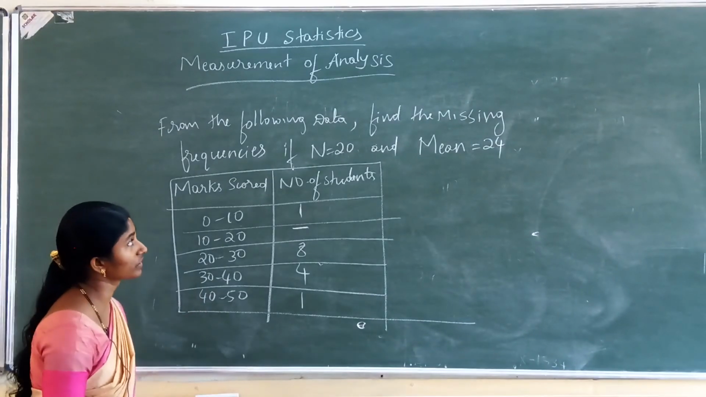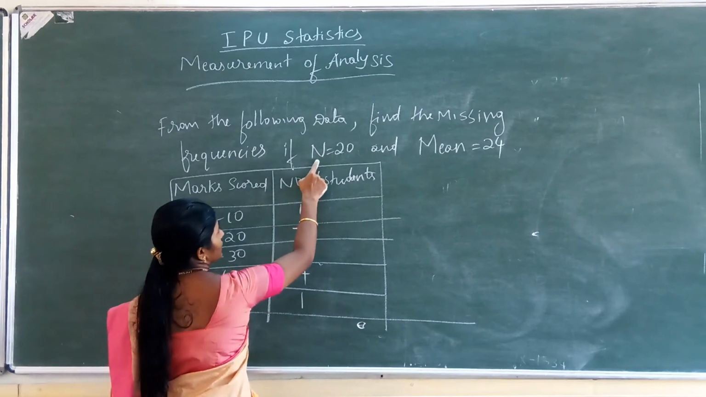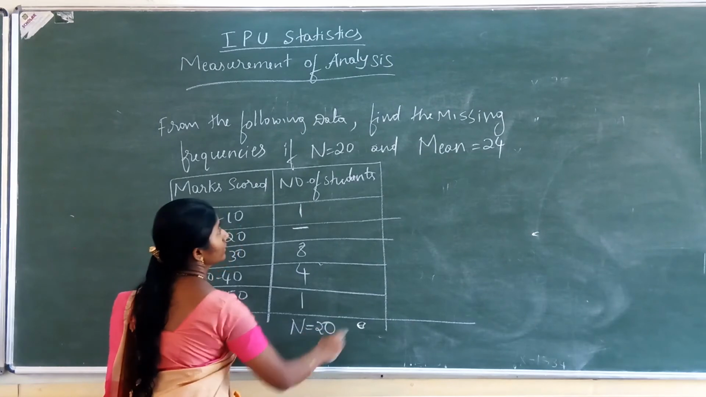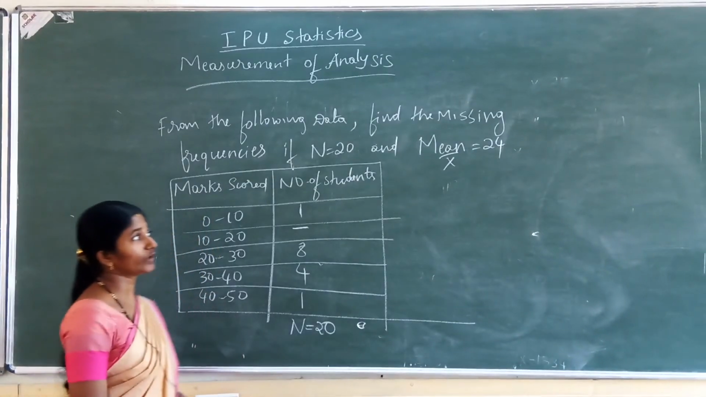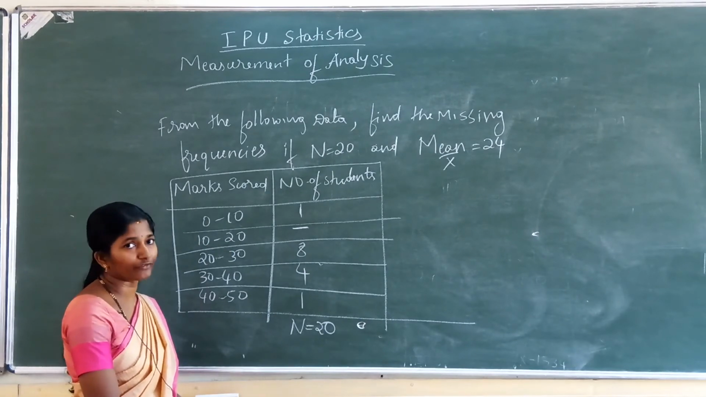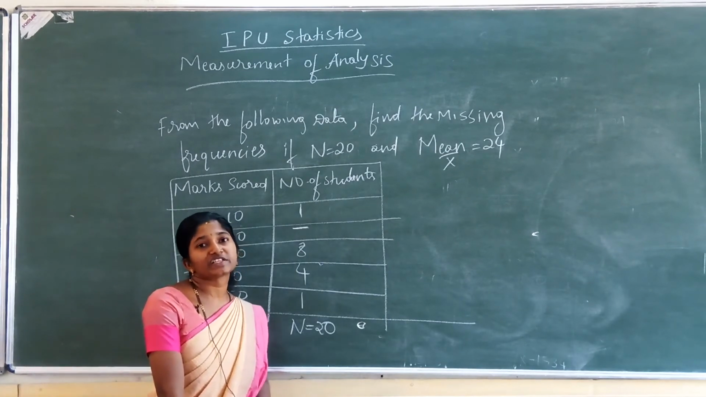See, this is the question which was given there. One of the values is missing and n is equal to 20 is given. They are only given. Therefore, n is equal to 20 and mean is also given, that is x bar equal to 24. Mean is 24. Now, how to find out this missing frequency?